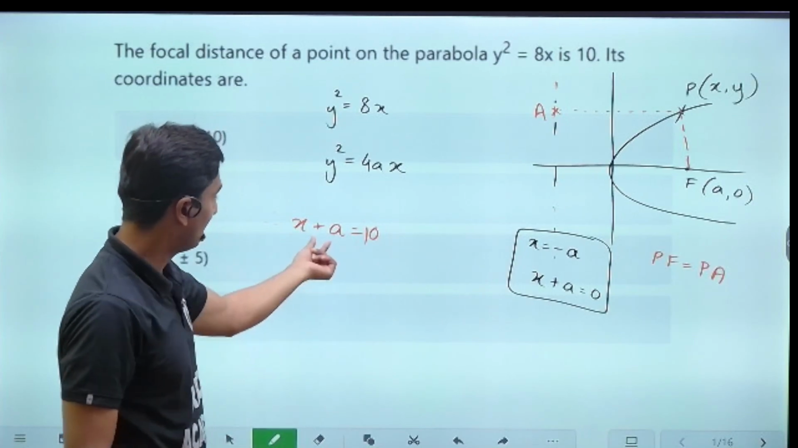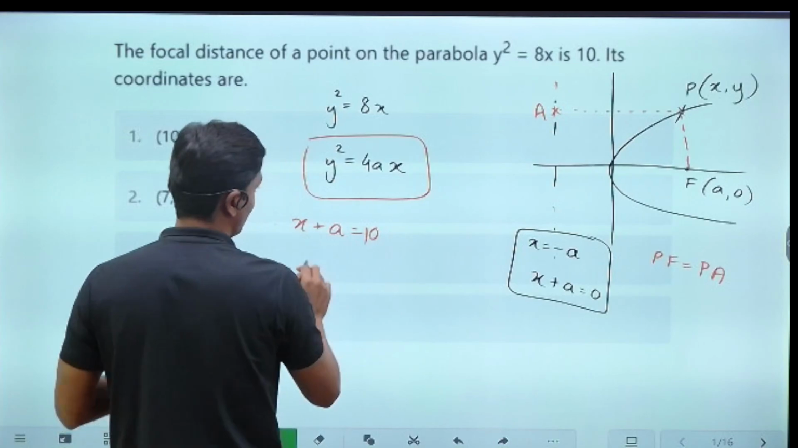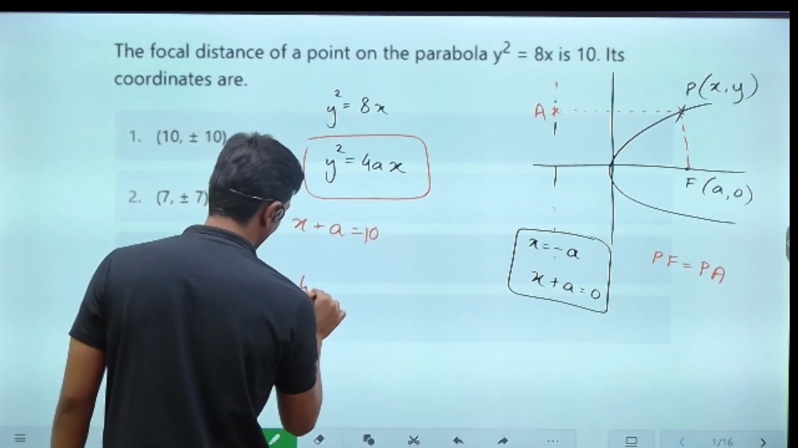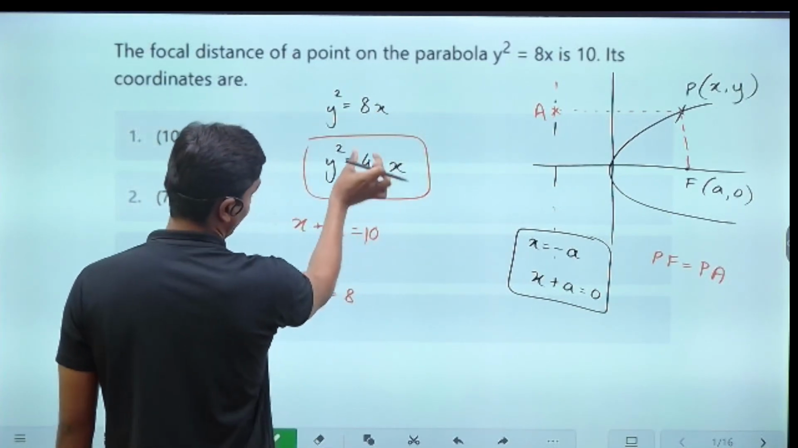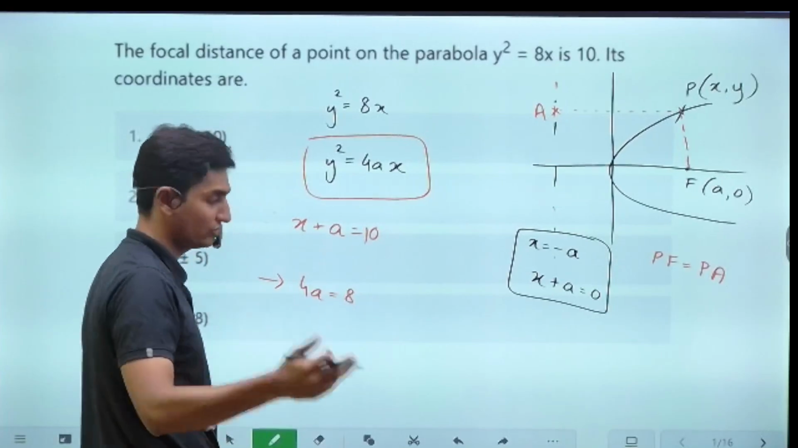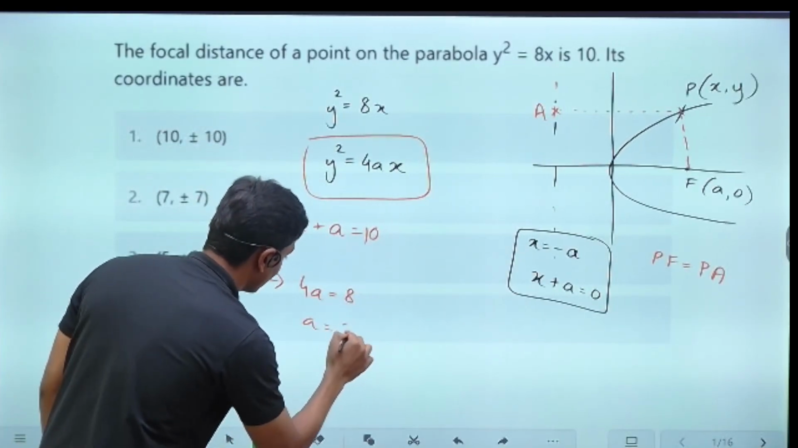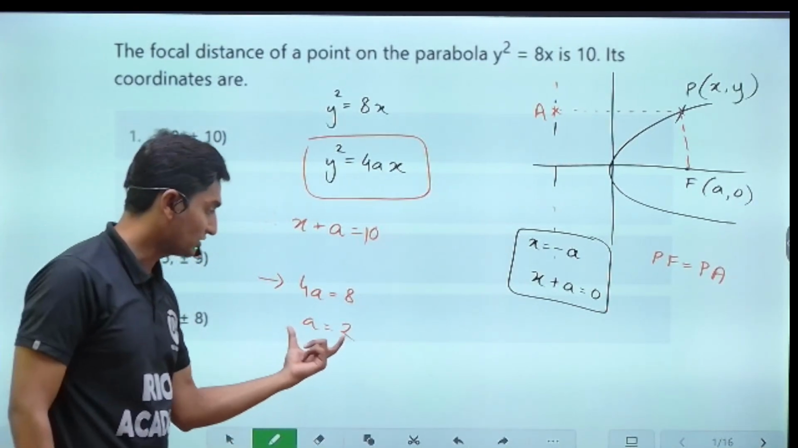Now here we don't know the value of a, but we can use this particular equation in order to determine the value of a. Just by comparison here, guys, you can say the value of 4a is equals to 8. Correct? Just compare y and y, x and x, 4a and 8. They are the only values remaining here. So 4a is equals to 8. What is the value of a? That is nothing but 2, 8 upon 4. Now you have obtained the value of a.